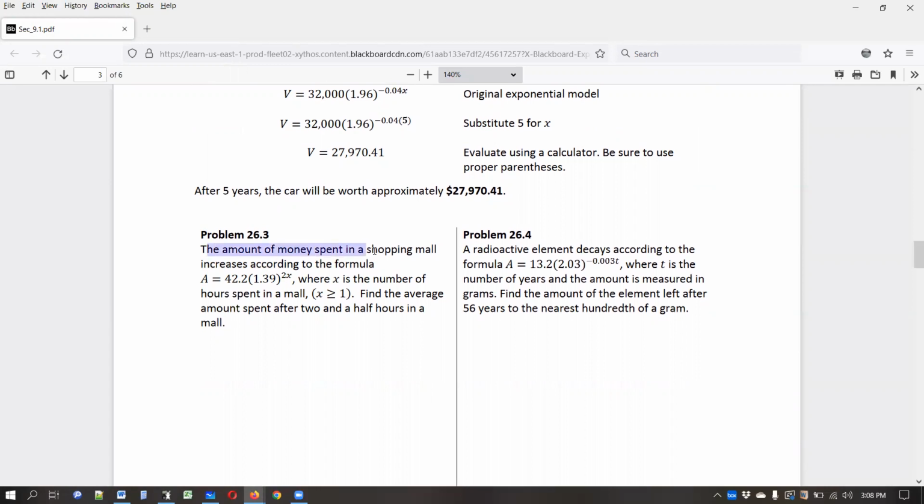26.3, the amount of money spent in a shopping mall increases according to the formula. This is the formula, where X is the number of hours spent in a mall, provided that this takes place. And we need to find the average amount spent after 2 hours and a half. Well, if this is the function, and I'm going to write it over here, 42.2, let's write this thing here. 42.2, I think it's 139.